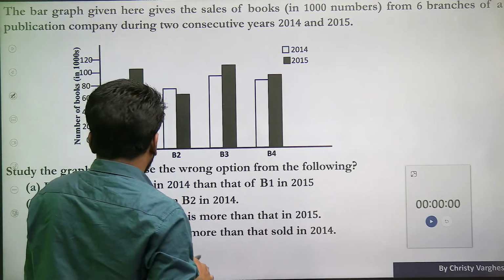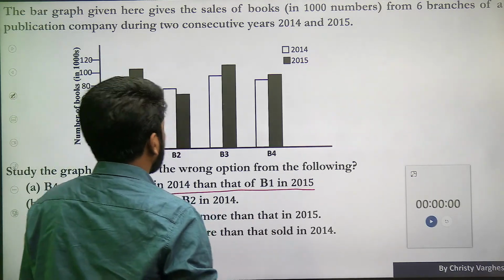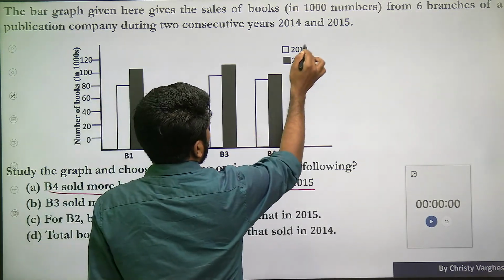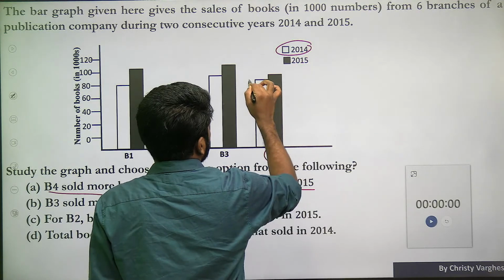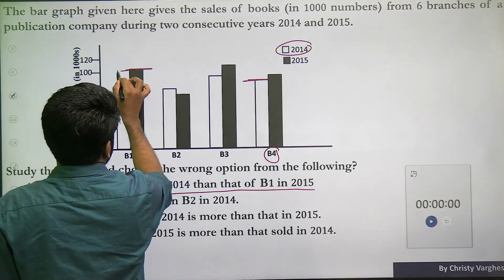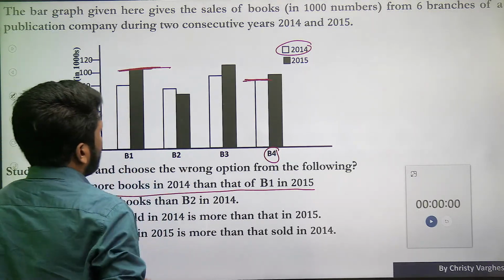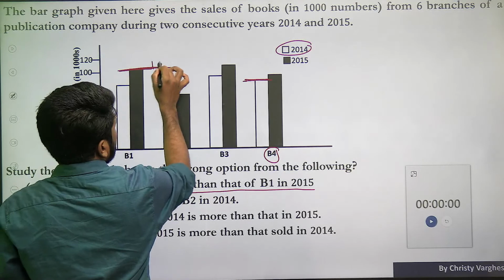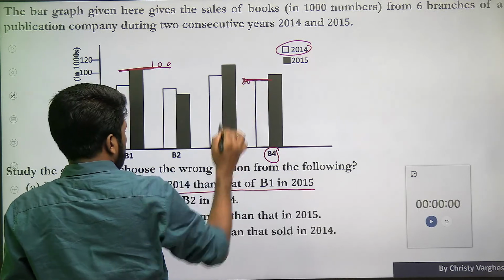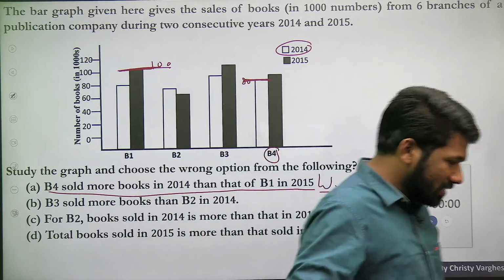So study the graph. Now, B4 sold more books in 2014 than that of B1 in 2015. B4 in 2014, only think about that. B4 in 2014 is this one, is it more than B1 in 2015? No, that is not more. B1 in 2015 is almost 100. B4 in 2014 is almost 80. So it is not more. So this is wrong, and the wrong option is asked. So the first option itself is the correct answer.